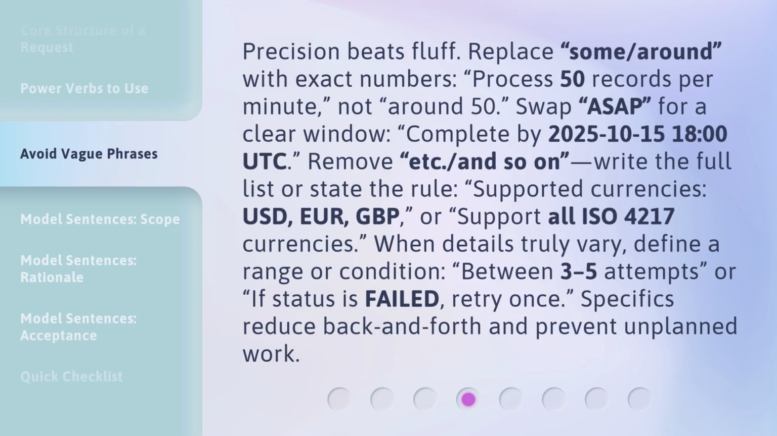When details truly vary, define a range or condition: between 3 to 5 attempts, or, if status has failed, retry once. Specifics reduce back and forth and prevent unplanned work.